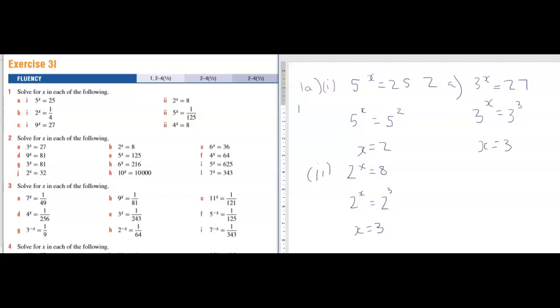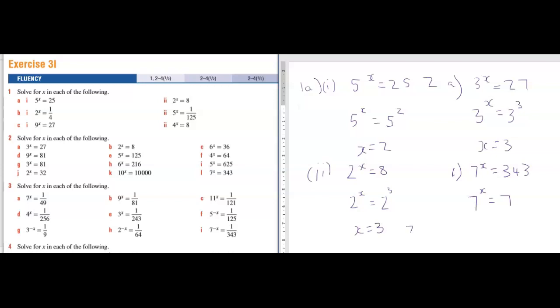Okay, let's look at a harder one. Let's look at l, which is 7^x equals 343. Now this one here, I'm going to assume that we've got the base 7 on both sides. So 7 to the power of what gives me 343?